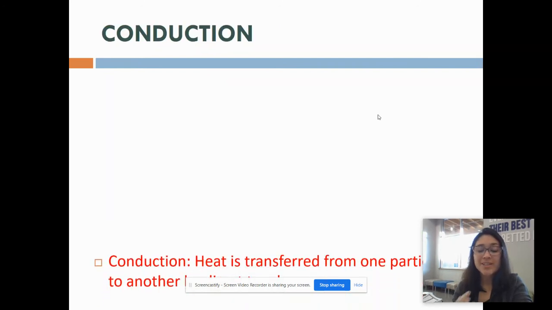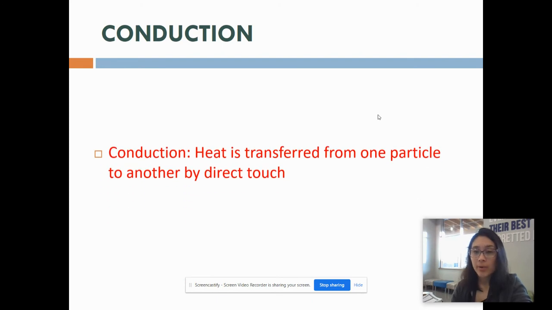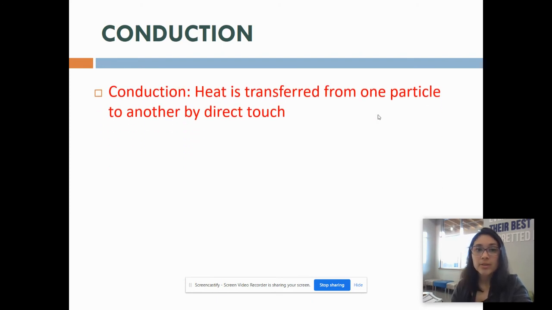Okay, so first one is conduction. So go ahead and write what that is in your notebook. Conduction is heat transferred from one particle to another by direct touch. The way I remember conduction is because it has a D in the middle, and direct touch starts with D also. So conduction is through direct touch, meaning the objects have to be touching for that heat to be transferred. And heat always transfers from the hotter object to the cooler object.